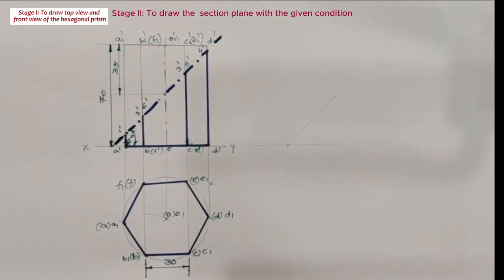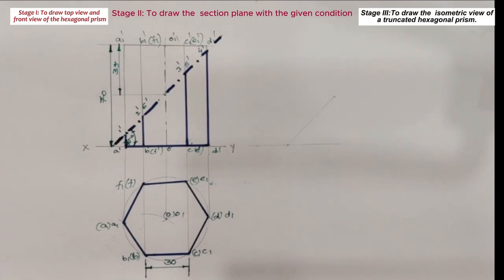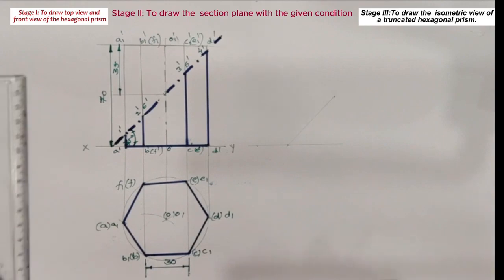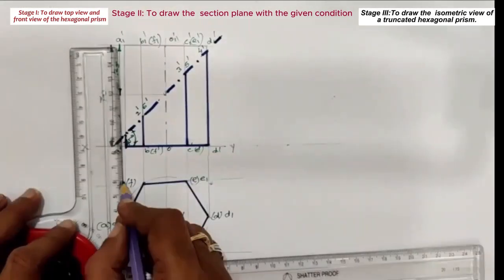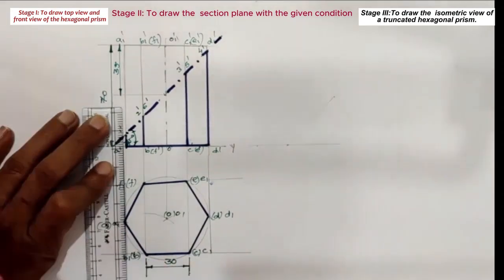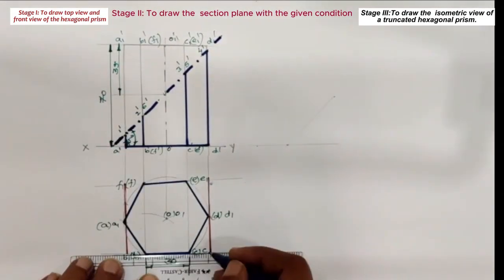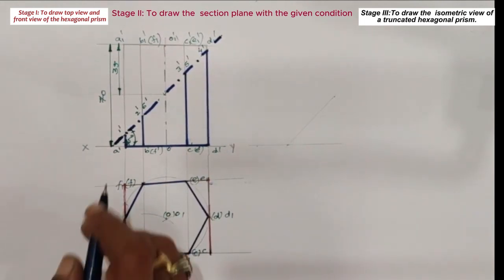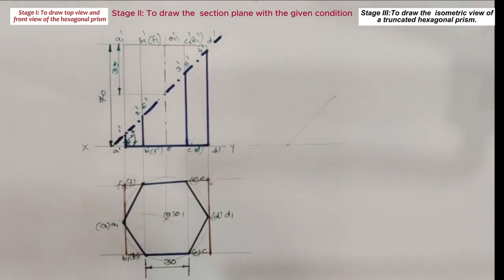Then we will move towards drawing the isometric view of the truncated hexagonal prism. For this we are using the box method. For that, first enclose the top view of the hexagonal prism, that is a regular hexagon, in a rectangle. Here the pencil used for drawing the rectangle is a 3H pencil and its darkness is 25%.